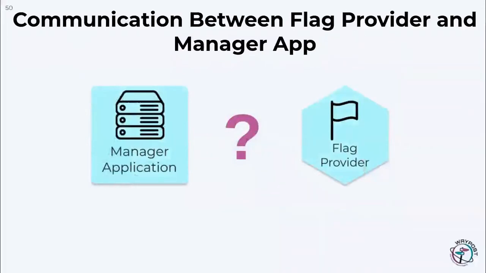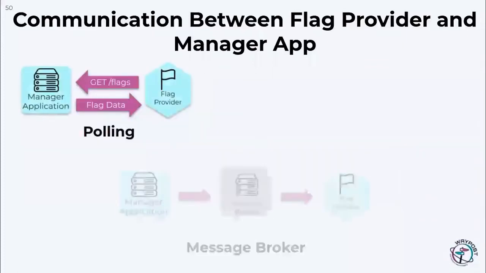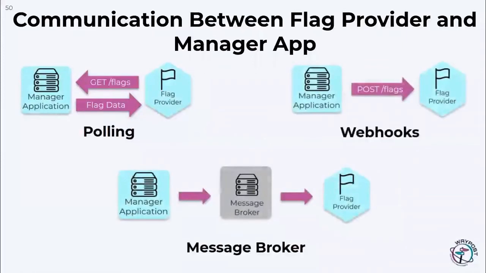So now that we've established the need for the flag provider service, we need a way for the flag provider to receive updated flag data from the flag manager so that it can forward the data on to connected clients. There were three ways we considered doing this: through polling, a message broker, or webhooks.